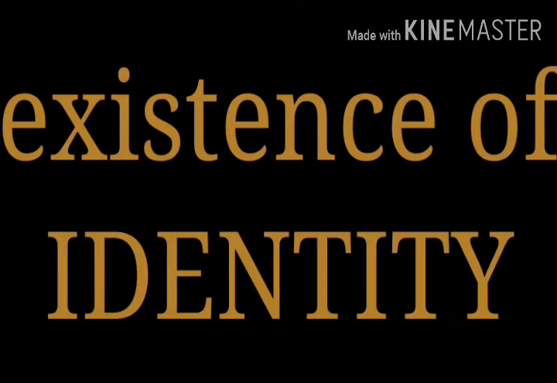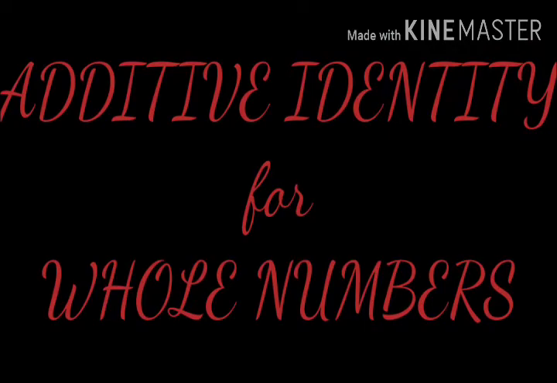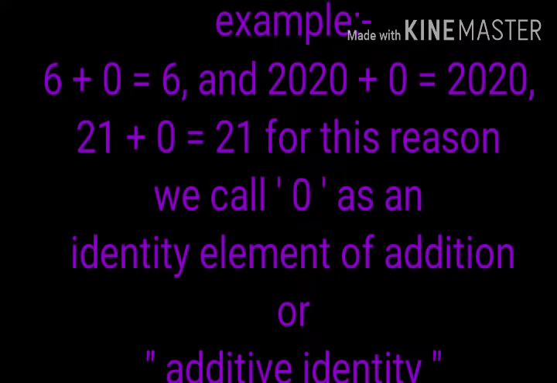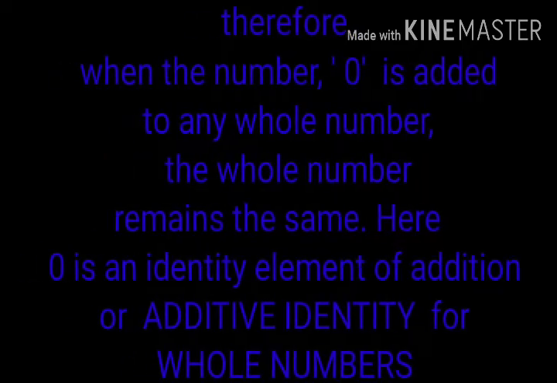Existence of identity. Additive identity for whole numbers. Example, 6 plus 0 equals 6, 2020 plus 0 equals 2020, 21 plus 0 equals 21. For this reason, we call 0 an identity element of addition, or additive identity. So, the additive identity for whole numbers is 0.